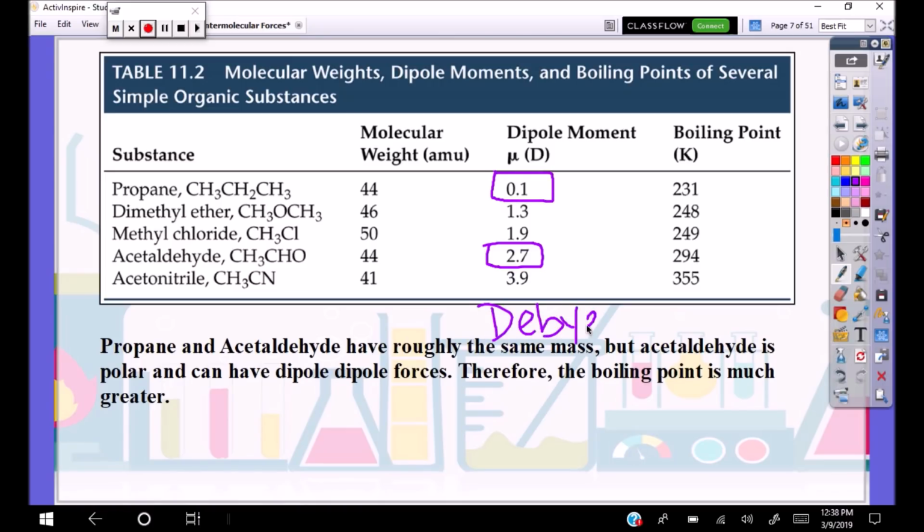Debye is the unit that we use to measure dipoles. You don't really necessarily need to know that, but if you see that annotation or that word, that's what they're referring to. You see that acetaldehyde has such a great dipole moment in comparison, even though the sizes are the same. And so as a result, we get a much higher boiling point because the intermolecular forces, the dipole forces in acetaldehyde, are much stronger.